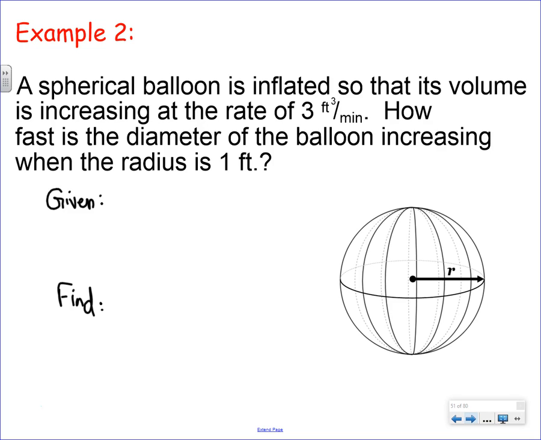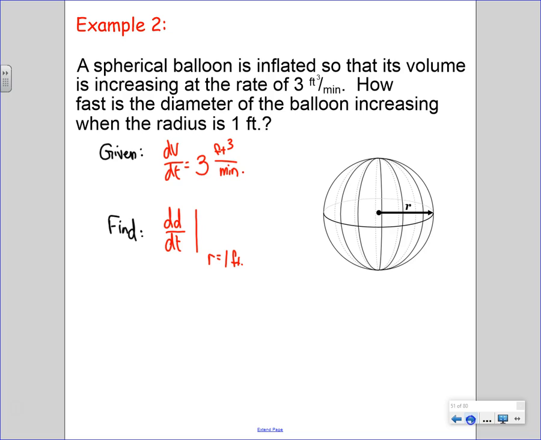Has anybody figured out something that we can write as a given? dV/dt. Good. dV/dt is 3 feet cubed per minute. Find would be dD/dt. Yeah, you're finding dD/dt, because this d stands for differential, differentiate, right? This D is diameter, such that r equals 1 is my instant. That's like what I plug in after the derivative.